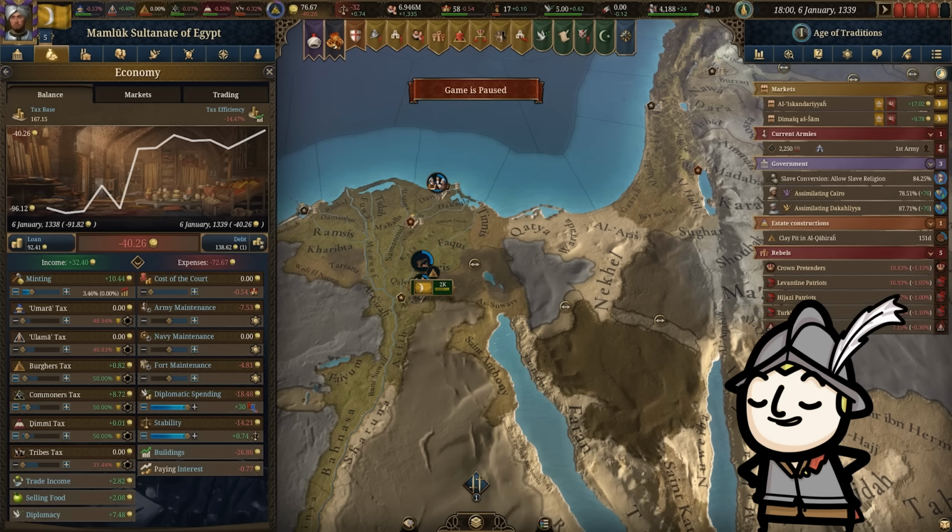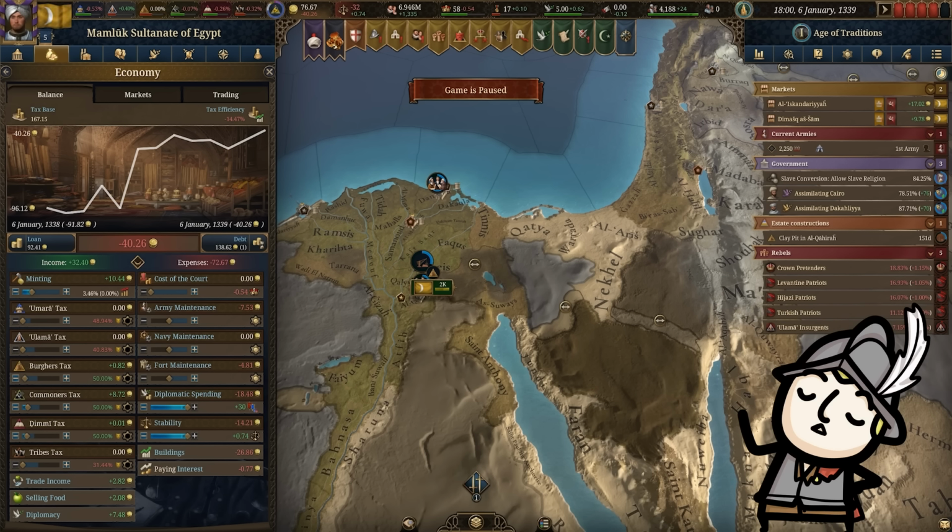So one of the reasons we dove into the Mamluks here is that they have a number of different estates, more than some other nations.